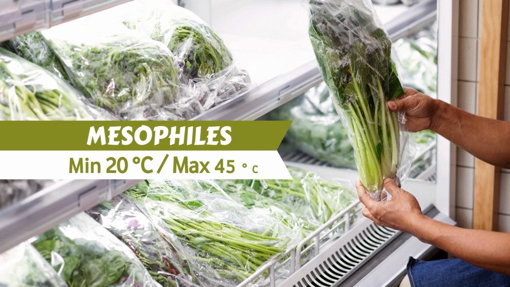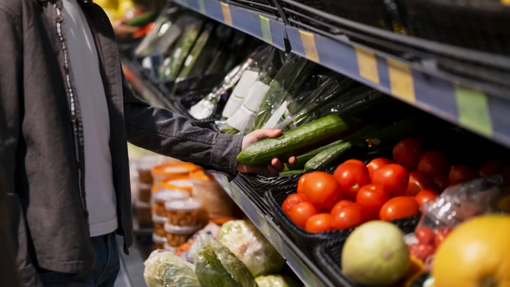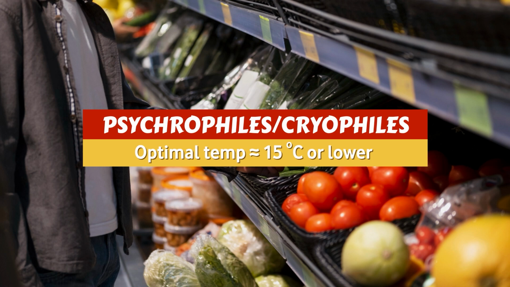Mesophiles need a temperature in a range of 20 to 45 degrees centigrade, where optimally they can grow at 30 to 39 degrees centigrade. There could be a lot of spoilage organisms among the mesophiles. Psychrophiles, and today we are talking in terms of low temperature, so psychrophiles and psychrotrophs both are very important. Psychrophiles are particularly also known as cryophiles.